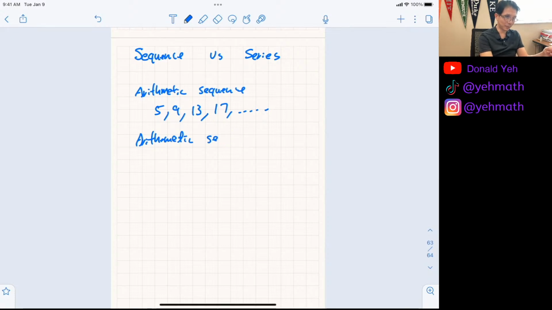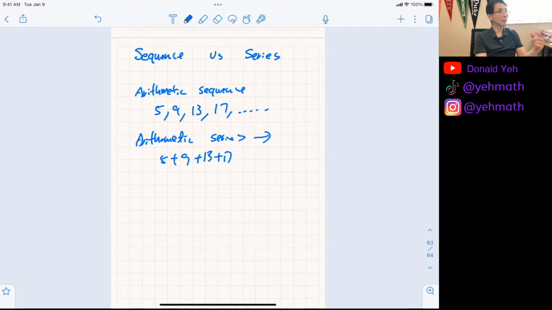What's the difference between sequence and series? Well, a series is going to be 5 plus 9 plus 13 plus 17. So what's the difference between sequence and series? They're adding. And you're going to say, yeah, if you're adding this, it's just going to go to infinity. Well, it's true. This will usually get to infinity or negative infinity if they are arithmetic series.